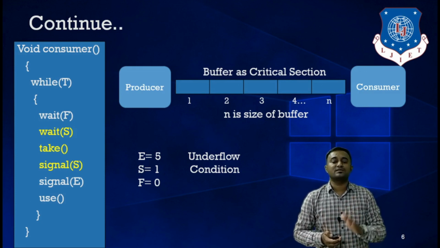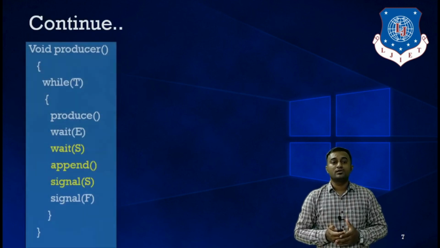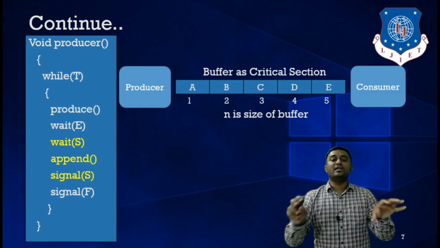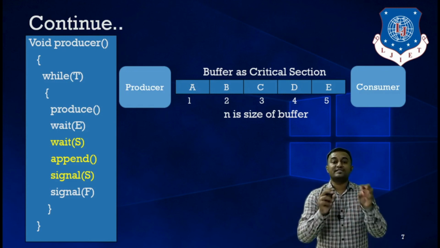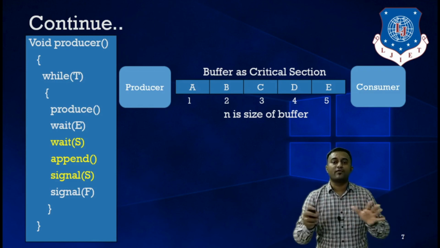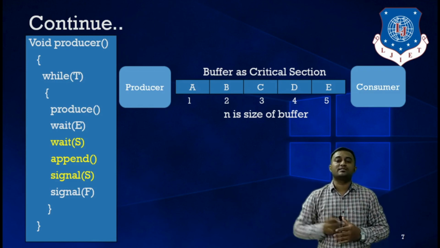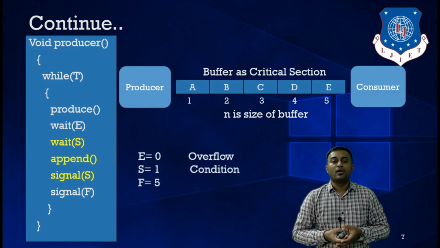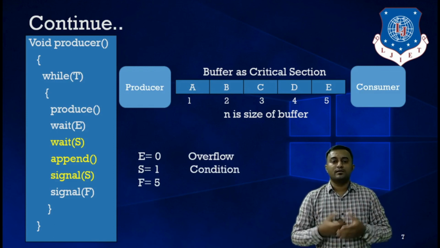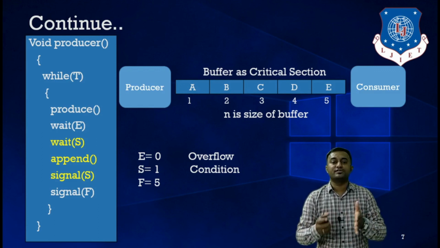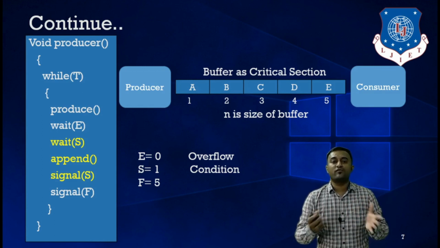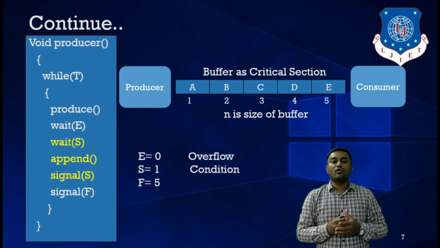In the same way, we are going to discuss the overflow condition. While the producer is producing something, let us discuss what happens if all the cells are occupied in the array or buffer, like A, B, C, D, E in this case. So what will happen in this case? The initial value of E is nothing but, is there any empty slot? No. So the initial value is 0. S is nothing but 1 to achieve the critical section solution, and F is nothing but full slots. How many full slots do we have? 5. Yes. So all are occupied.